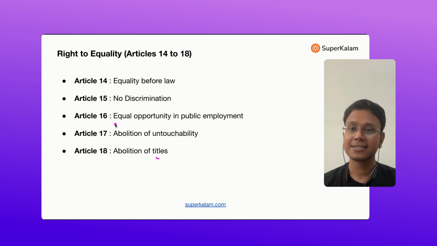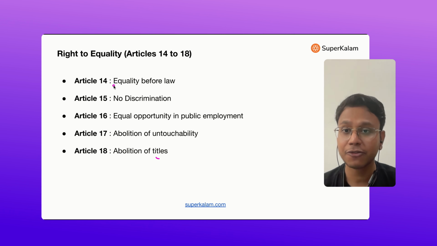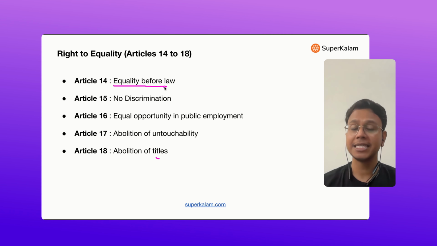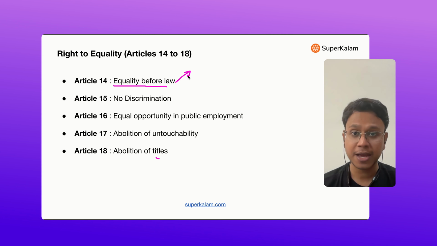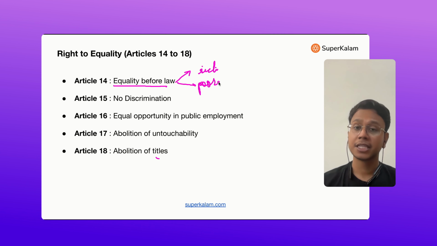Article 14 says that there will be equality before law. That means everyone is equal in the eye of law, whether it is a rich man or a poor person. They both are equal. For a similar crime, they both will be treated similarly. That's the meaning of equality before law. There are no exceptions. No one is above law. Everyone will be treated in an equitable manner.